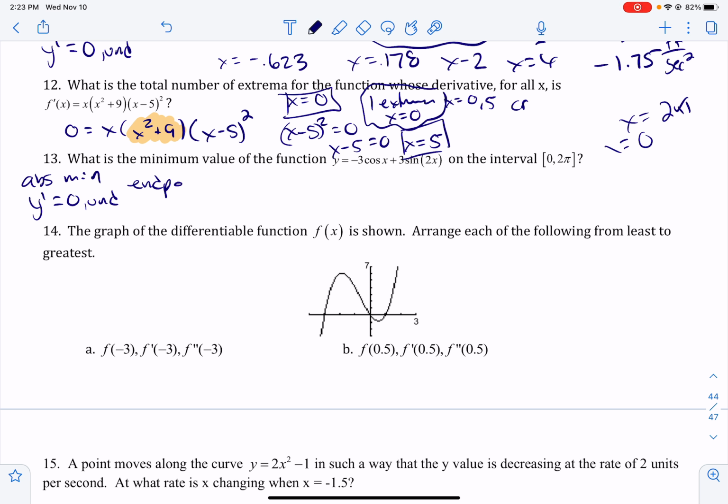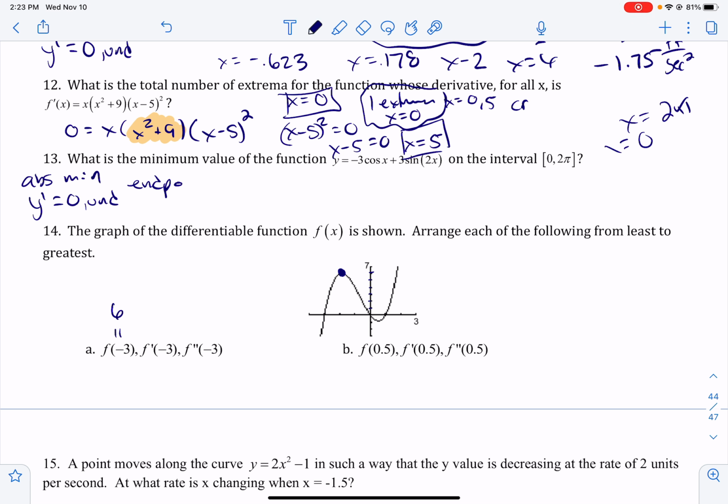The graph of the differentiable function is shown. Arrange each of the following from least to greatest. Oh, I like this one. Okay, so I am first looking at the point negative 3. So I'm looking right here. F of negative 3, my value is what? 1, 2, 3, 4, 5, 6. So F of negative 3, I get a value of 6-ish.